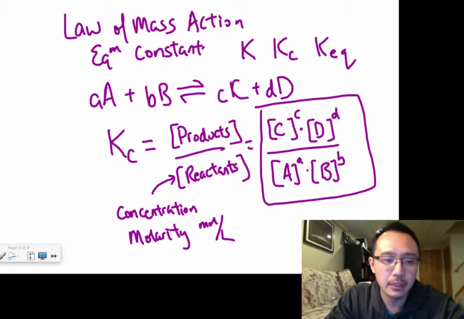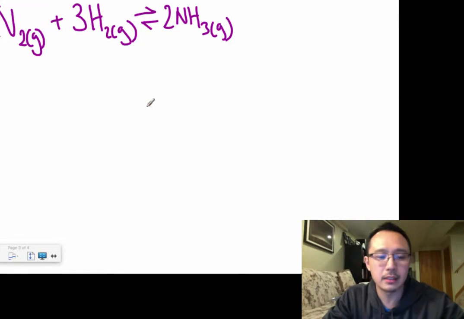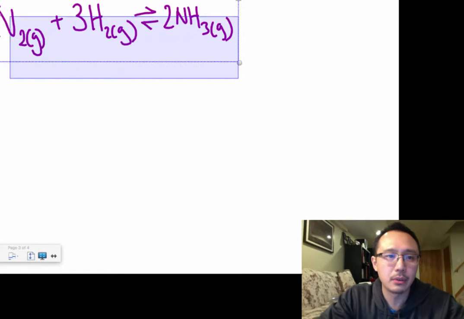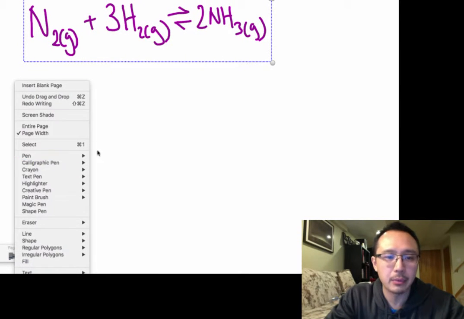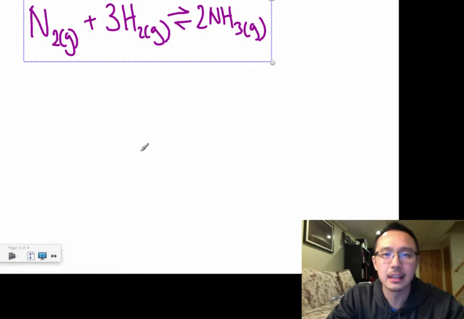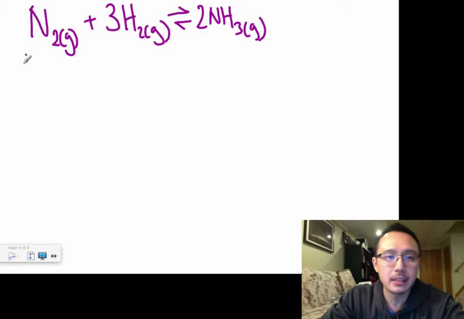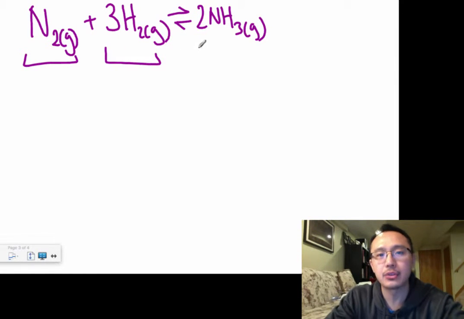So how do we apply this to an actual reaction? I'm just going to move this one over a little bit because you can't see the nitrogen. This is the Haber process, used to synthesize ammonia. You're mixing nitrogen gas and hydrogen gas, and you're going to get 2 moles of ammonia.